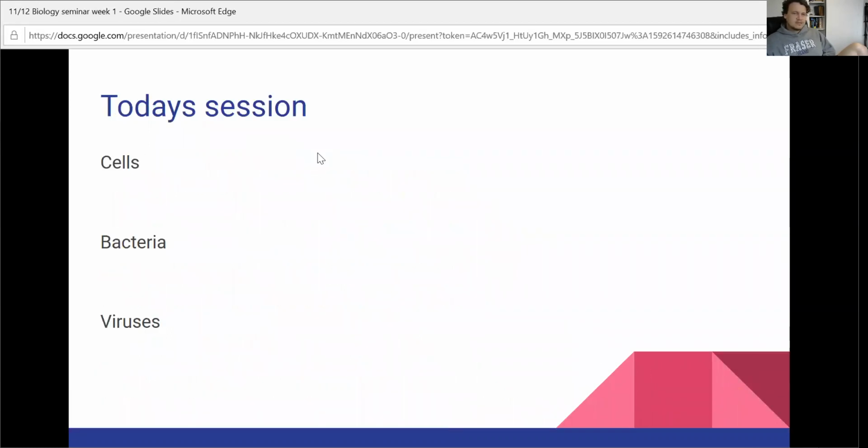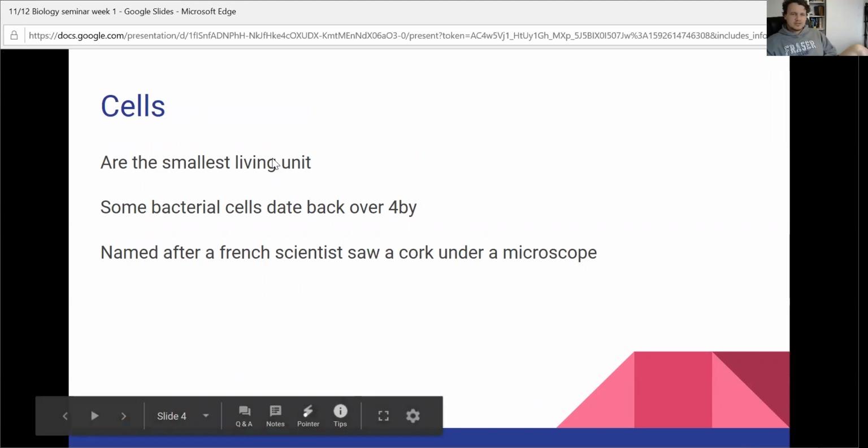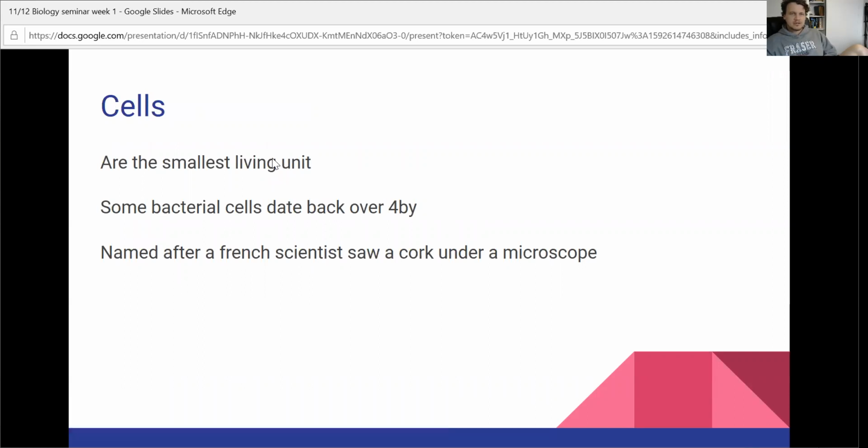So today's session will look at cells, bacteria and viruses. Quite a topical one. It covers a big chunk of the curriculum. So the cells are the smallest living unit. They date back 4 billion years. I think fossilized bacterial cells have been found. And we named them after what we saw under a microscope.